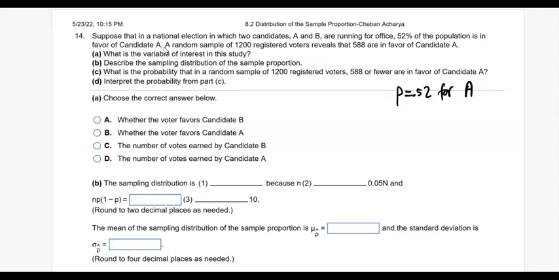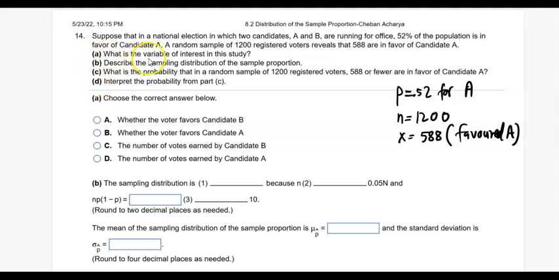A random sample of 1200 registered voters revealed that 588 are in favor of candidate A. So out of 1200, X is going to be 588, who favor A. Let's answer parts A through D.